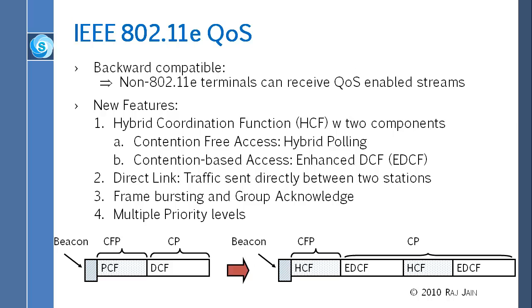Again, we don't implement HCF, so it's not worth talking about. Hybrid coordination function was there in the first picture, but nobody implements it. So we just talk about the EDCF, which is the enhanced DCF. And enhanced DCF basically has 4 priorities, which means we have 4 DIFS values, 4 CW values, and so on.